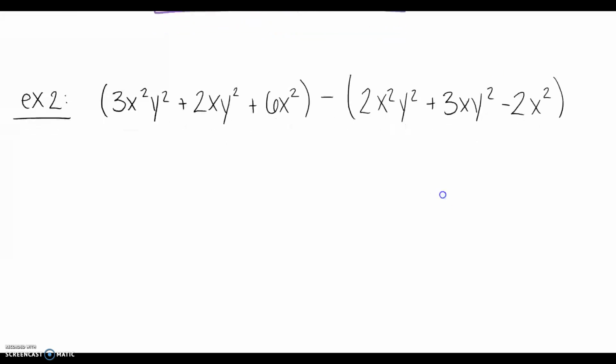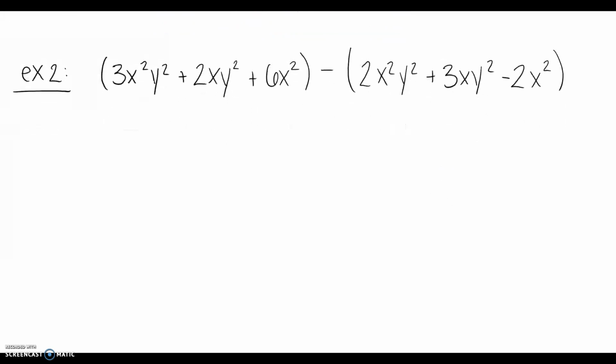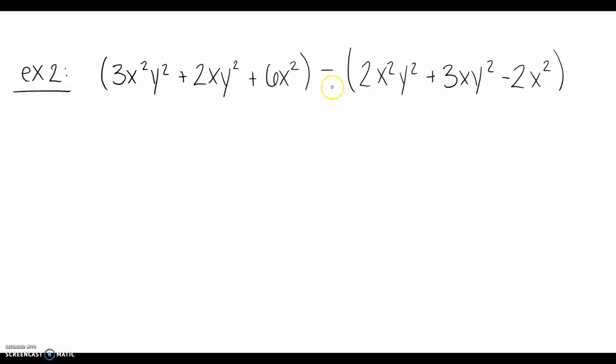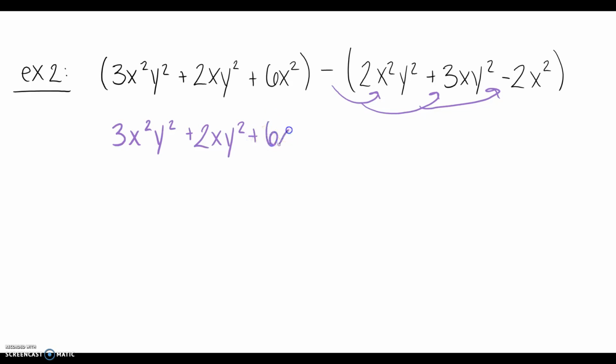With subtracting, you have to be more careful. This negative does not just apply to this first term, but needs to get distributed to each term. So we should start by rewriting our polynomial. So we have 3x squared y squared plus 2x y squared plus 6x squared. And then we're going to distribute. So we have negative 2x squared y squared minus 3x y squared plus 2x squared.